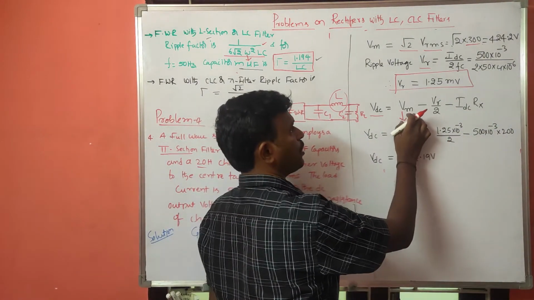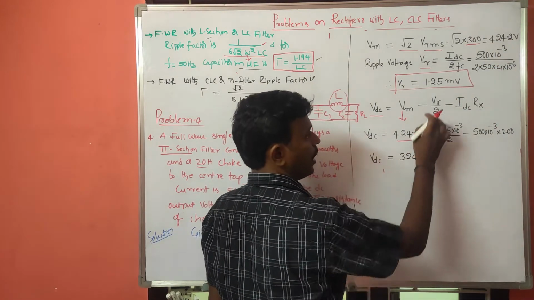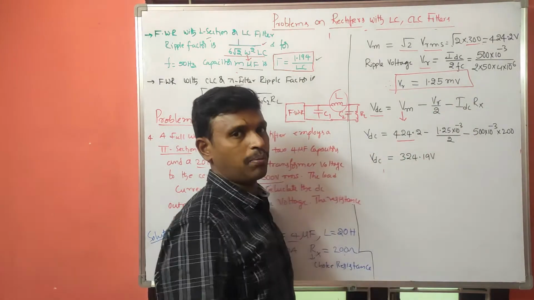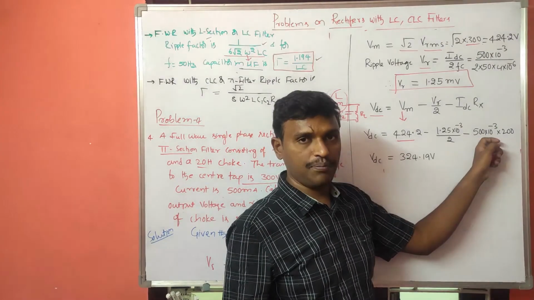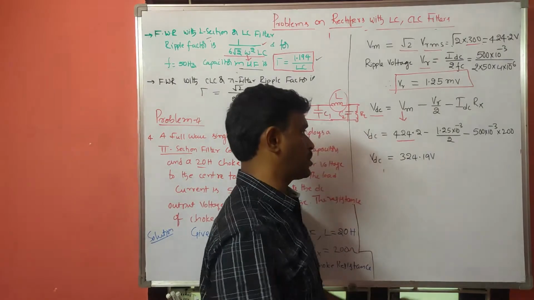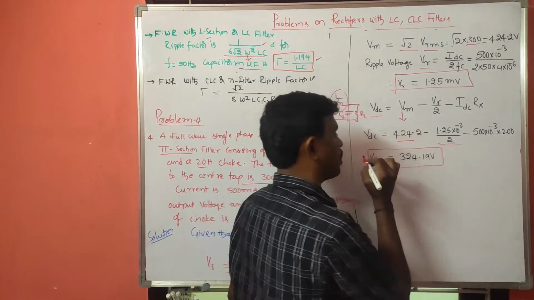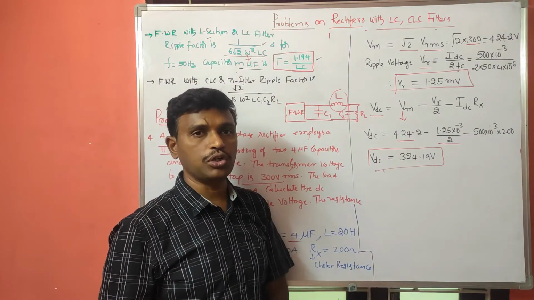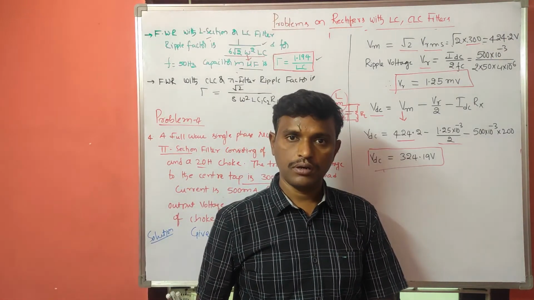What is Vm here? We got 424.2 volts, and V gamma is 1.25 millivolts, that is 1.25 into 10 power minus 3 by 2, and minus IDC, which is 500 milliamperes, that is 500 into 10 power minus 3 multiplied by 200. If you simplify this, you will get the VDC value as 324.19 volts.